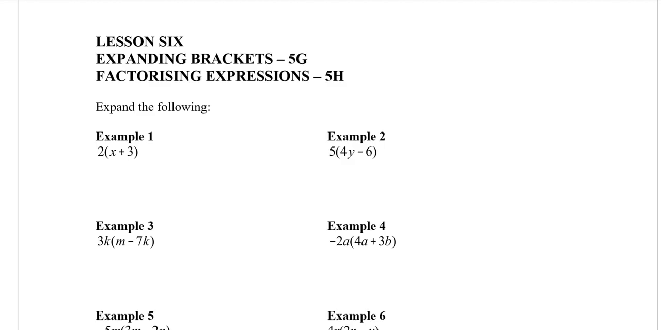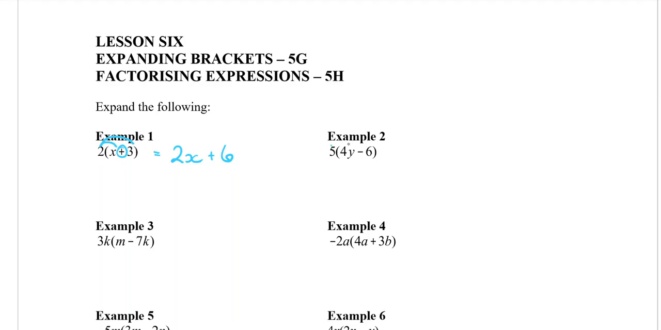Now to get rid of them or expand them, whatever is out the front has to multiply by each term inside the bracket. So we multiply the 2 with the x to get 2x. Then we have this plus sign from the middle of the bracket there. And then we multiply the 2 with the 3 to get 6. And that's it. The brackets are gone. It has been expanded.